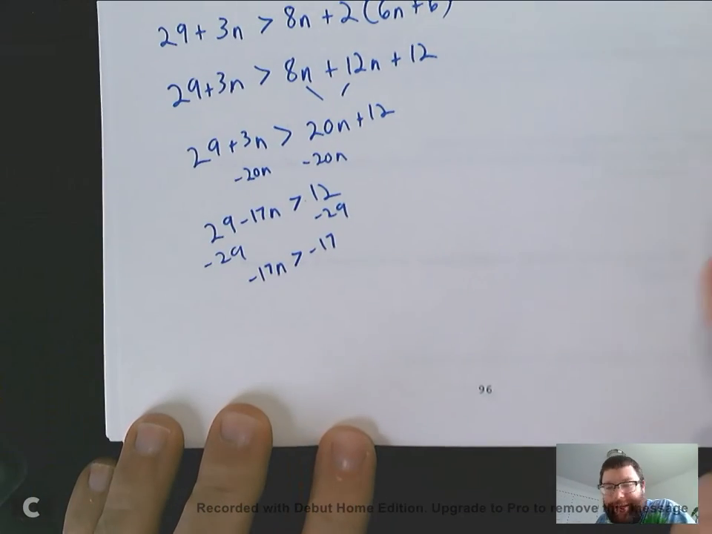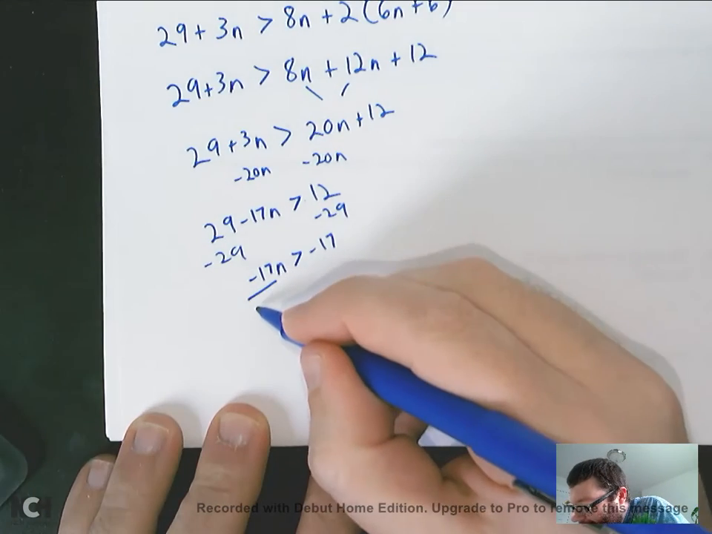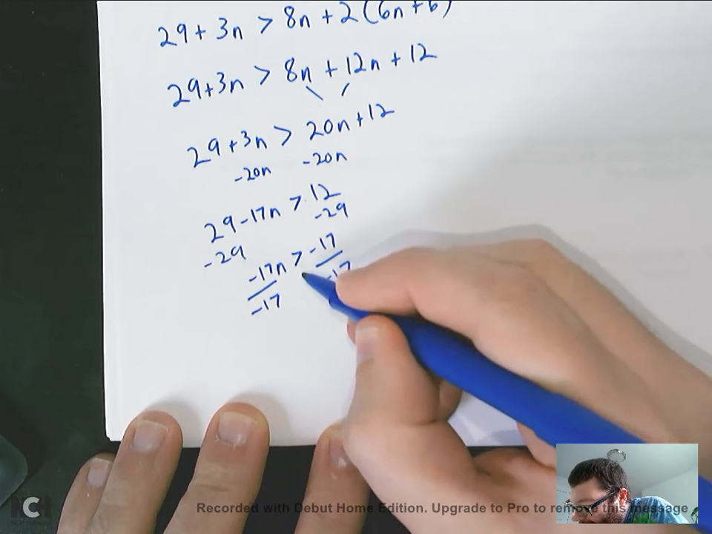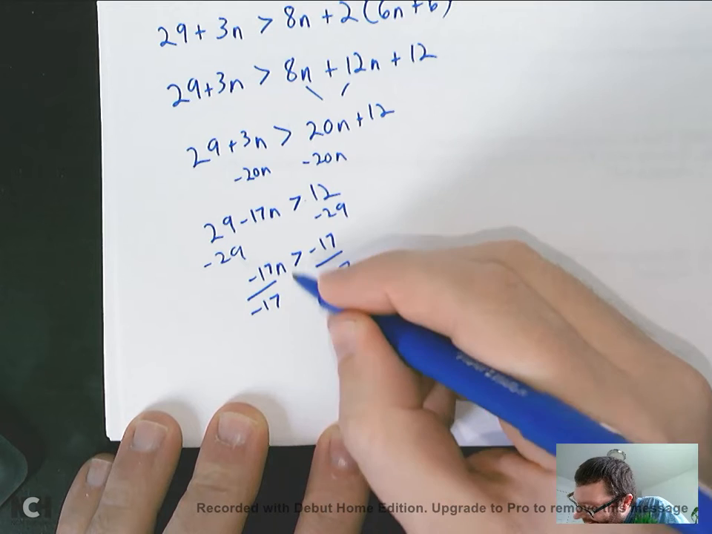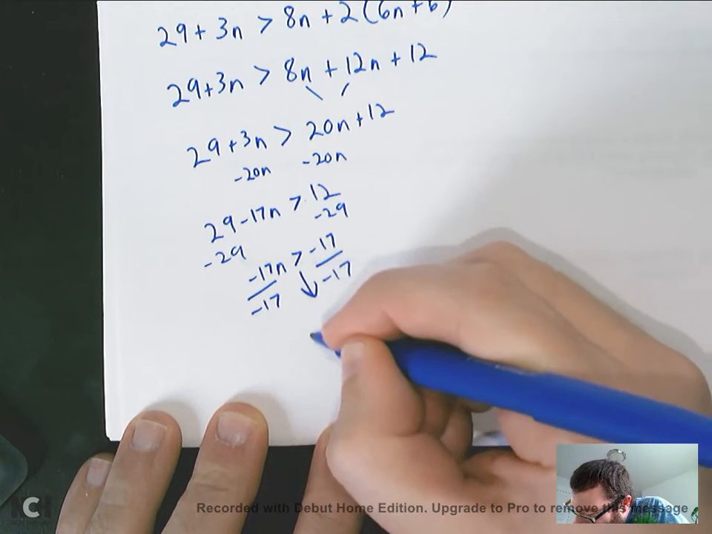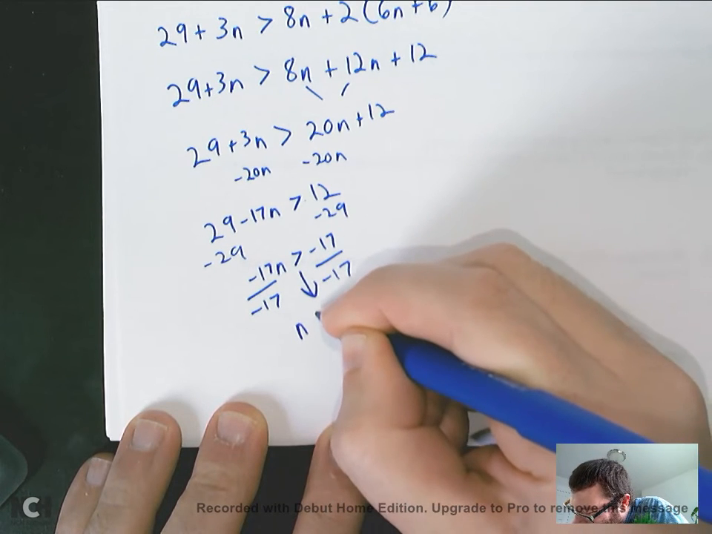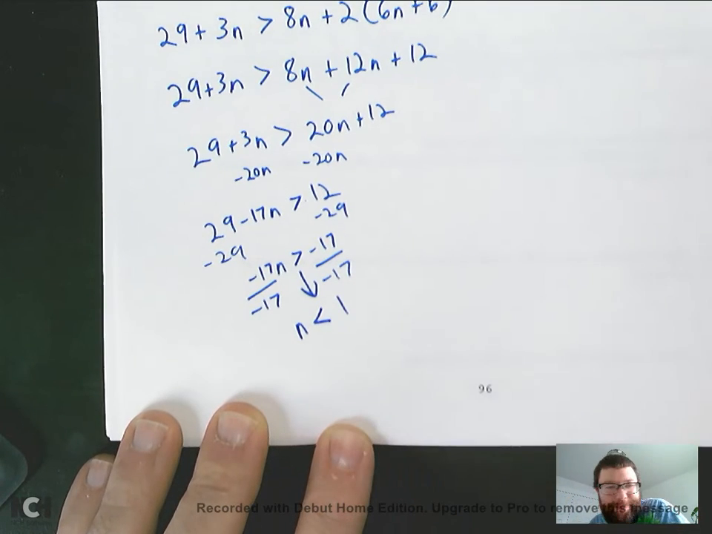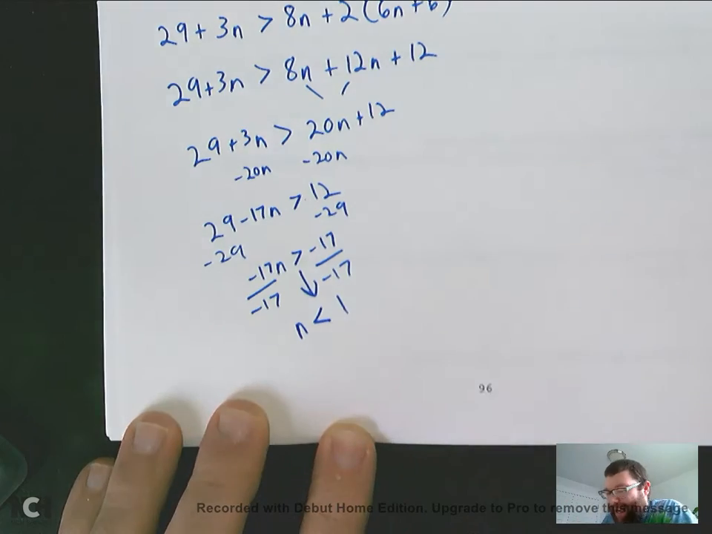Then, last step, divide by the negative 17 on each side. And warning! Dividing by a negative on each side is going to flip my inequality symbol. n is now going to be less than positive 1. Okay, so there's one answer.